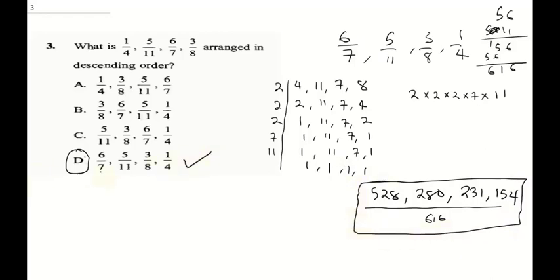So like I said, all you need to do is just identify, if you check, only D starts with 6 over 7. And from here you can also see that the smallest is 1 over 4, which is actually 25%.